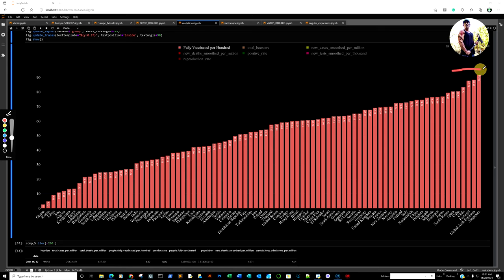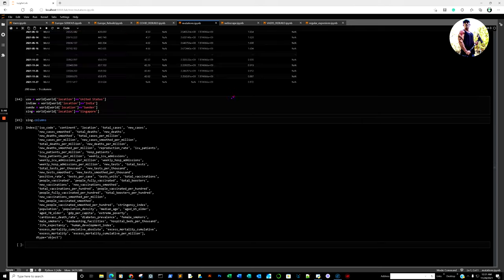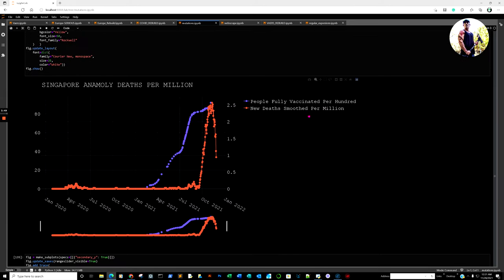Singapore, right here, is literally your most vaccinated country per 100 of any place in the world: 91.91 individuals per 100 vaccinated. What happened? You ready? Let us look.